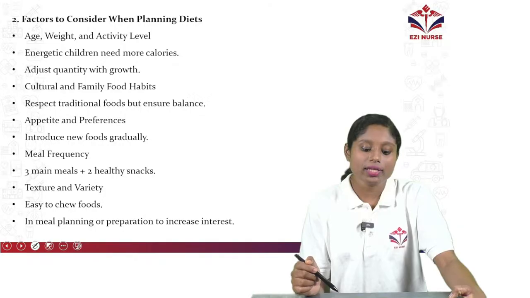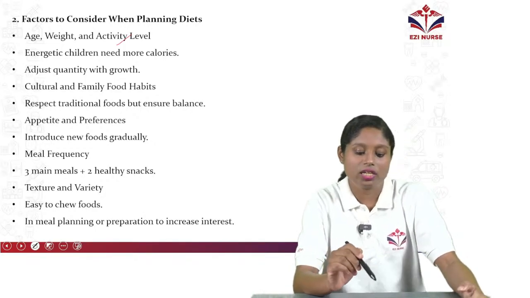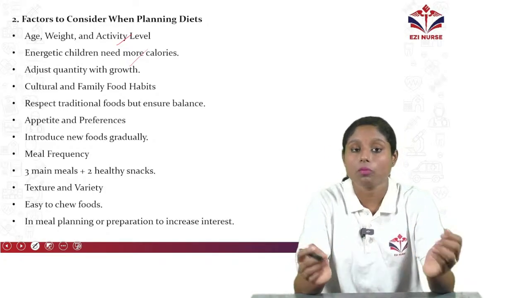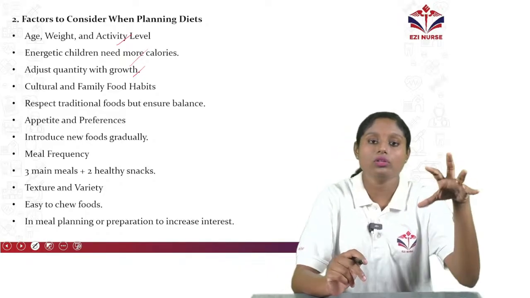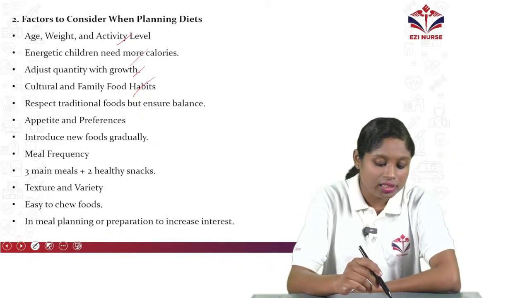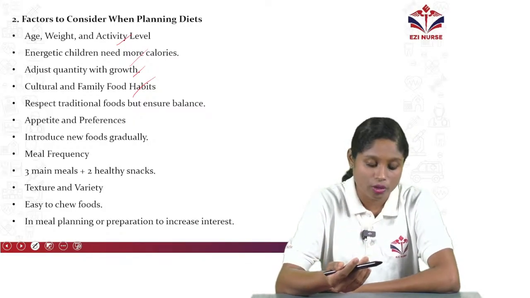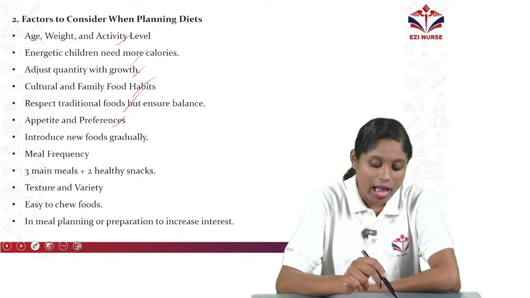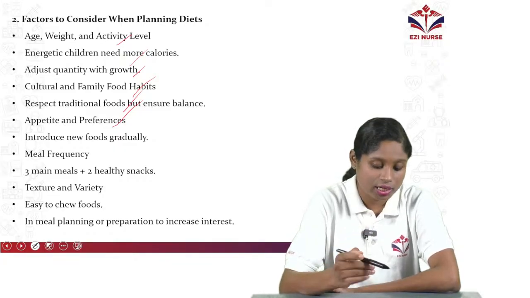Factors to be considered when planning the diet for a 3 to 6 year old: age and weight, and activity level, which we need to monitor. Energetic children need more calories. Adjust the quantity with the growth. Cultural and family food habits: respect traditional food but ensure balance. Appetite and preferences: we need to consider what their appetite is and what they prefer.